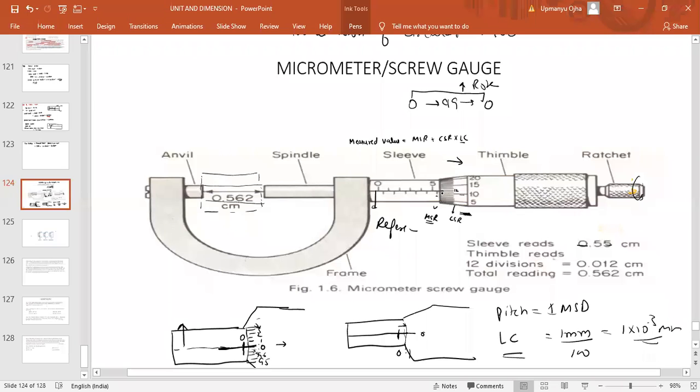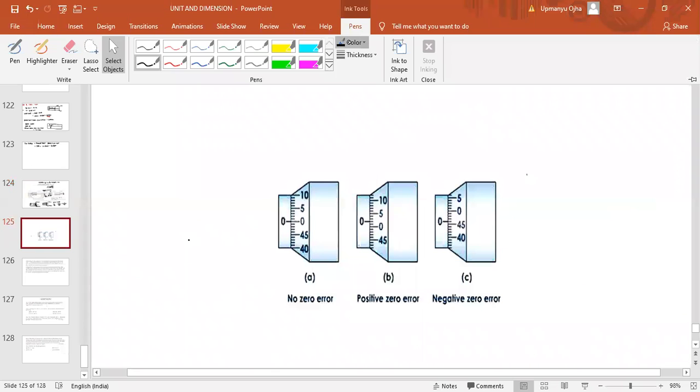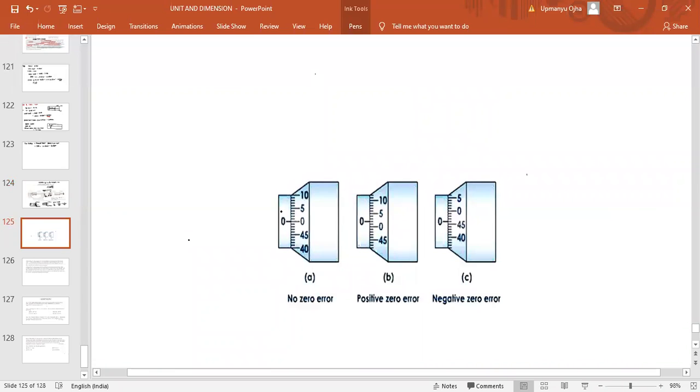We found the main scale reading, circular scale reading. So measured value will be equal to main scale reading plus circular scale reading into least count. This is the measured value. Now there is a possibility that the instrument may have error. Now when can you see the error? When the zero of the main scale coincides with the zero of the circular scale. So this instrument has no zero error because the zero of the circular scale is coinciding with the reference line. This is the reference line.